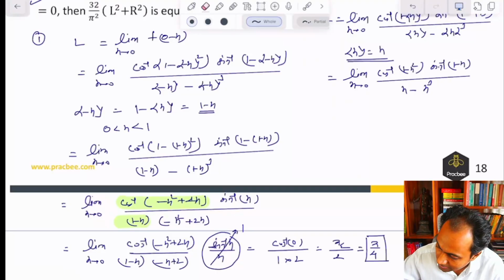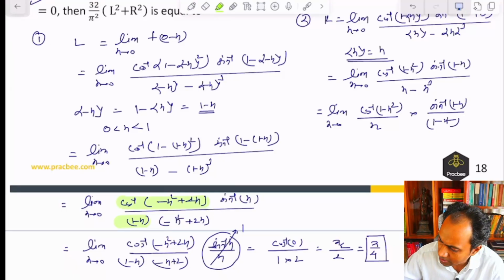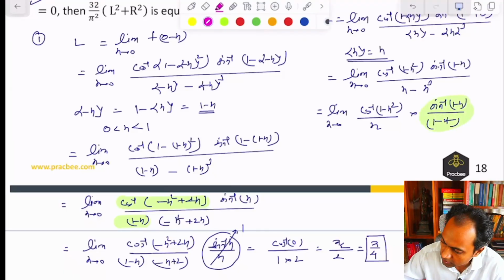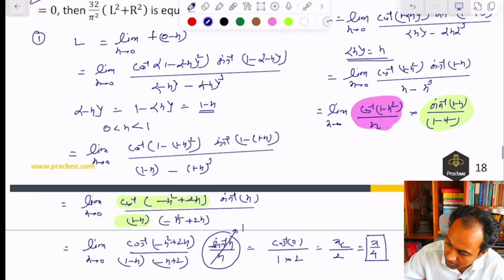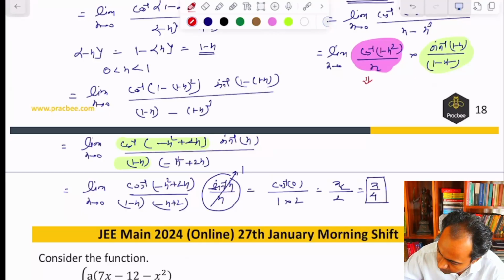Now if I write this limit as limit h tends to 0, cos inverse of (1 minus h square) by h into sine inverse of (1 minus h) by (1 minus h square). But you could observe, see, this is a determinate limit. This is not posing any problem. My problem is because of this part. So only in this part, since you can see that this is 0 by 0 form, I can apply L'Hopital only in this part. So this becomes limit h tends to 0 minus 1 upon root of 1 minus (1 minus h square) whole square.